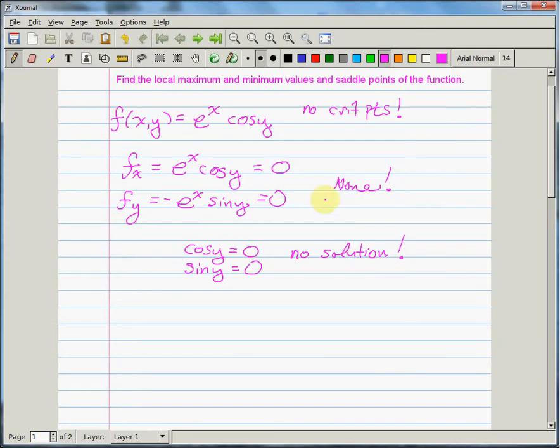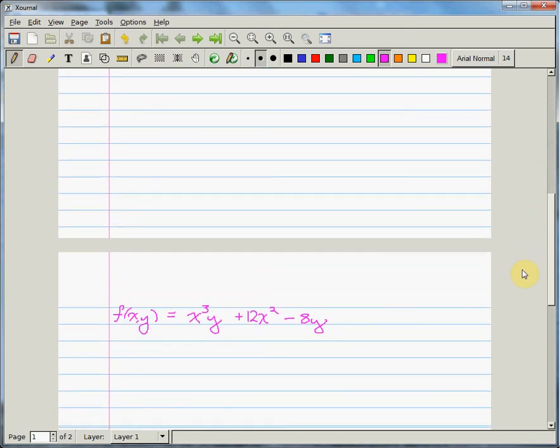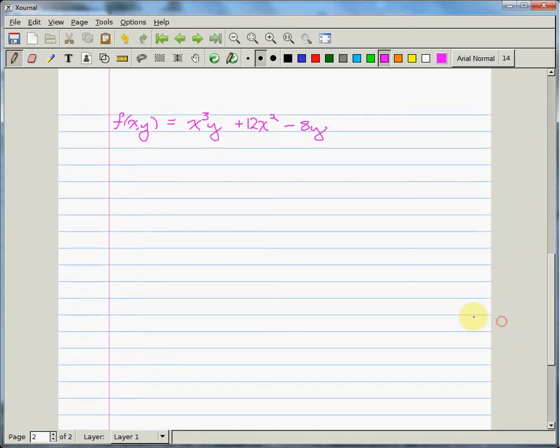Now let's do another problem of the same type. Again, we want to find the local minima, the local maxima, and the saddle points, if any. So it's the same strategy. Take the partial derivative with respect to x. That gives 3x squared y plus 24x, and we're going to set this equal to 0 as one of our equations. The other equation comes from the partial derivative with respect to y. That is x cubed, this just goes to 0, and this becomes minus 8, equals 0.